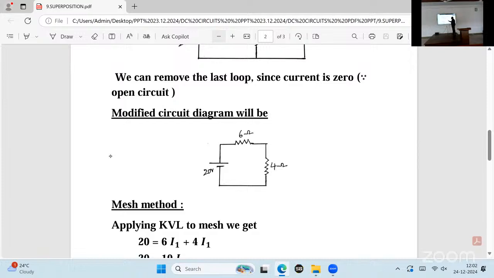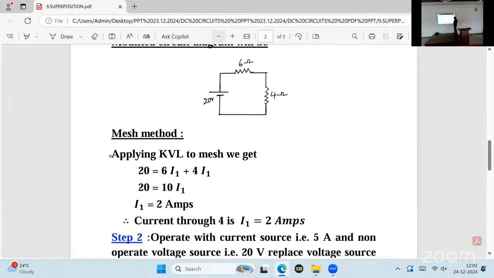Now we cannot apply the nodal method. Why can we not apply it? We don't have junctions. We can apply only one method. What is that method? Mesh method. Applying KVL to the mesh: 20 is equal to 6I1 plus 4I1. This is I1, assuming clockwise direction. The unknown current is I1.